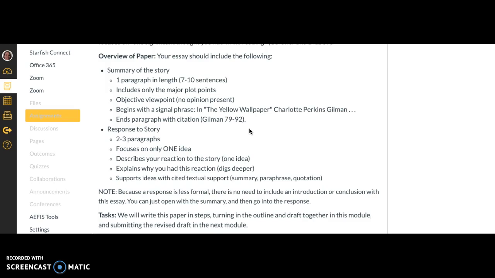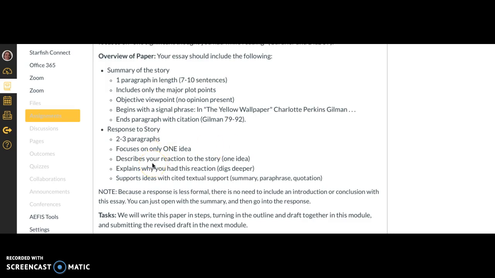The second part of the paper is a response to the story. This should be about 2 to 3 paragraphs in length, so a little more developed. It should be your opinion, but still third person. Focus on just one idea. This is the hard part for some people. There's a lot you want to say. I want you to focus on one thing so that you work on developing that into longer ideas.